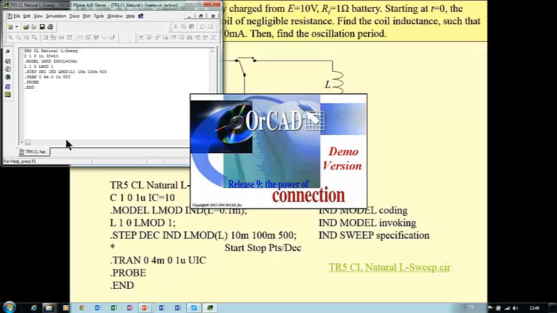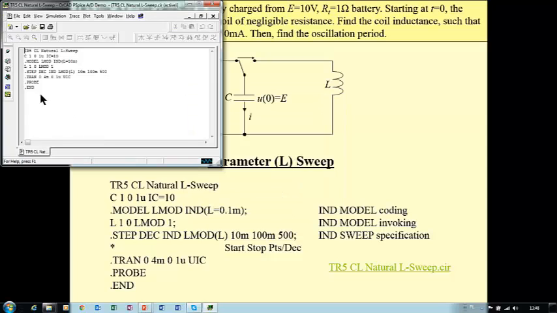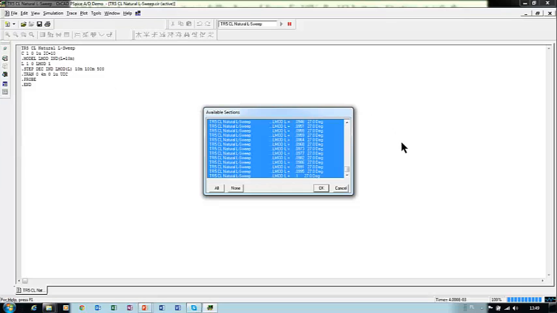So, this netlist has been already stored in the computer memory. We may start a simulation. Okay, this will take around 1 minute, as we have many points to be calculated. Okay, after around 1 minute, the simulation has been completed.